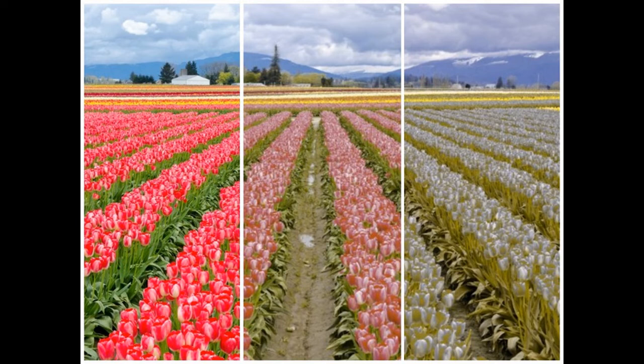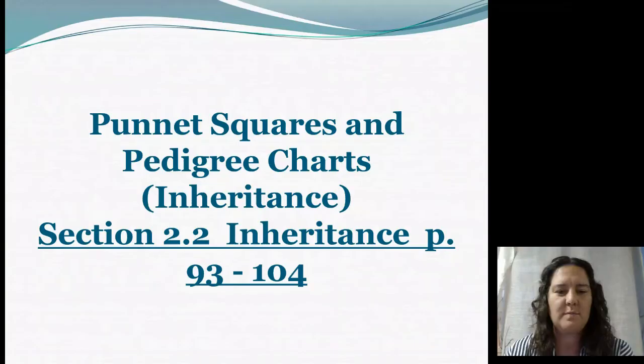Have you ever wondered if people see colors differently than you? People who are colorblind don't have to wonder. They know they have a unique way of looking at the world. In this lesson, we're going to talk about pedigrees and inheritance patterns.